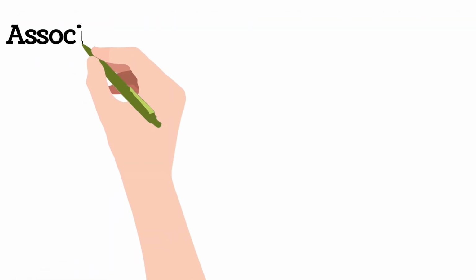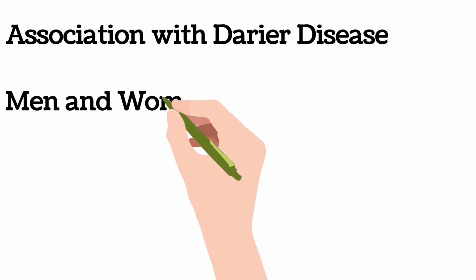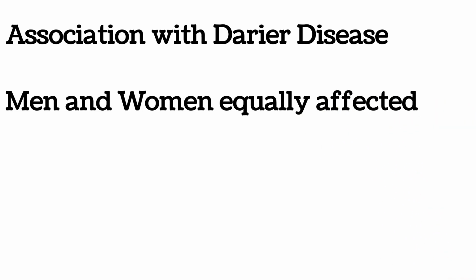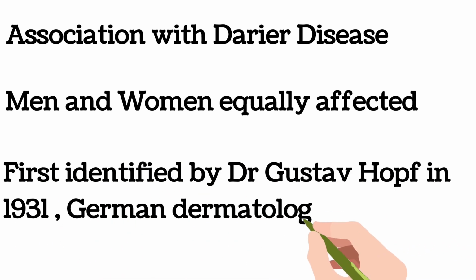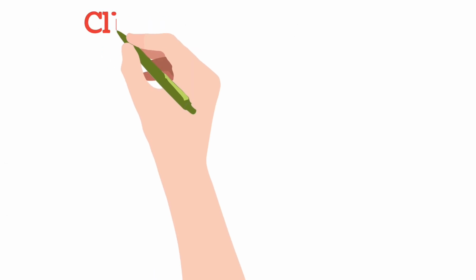Now, Acrokeratosis verruciformis of Hopf is usually associated with Darier disease. Darier disease is an autosomal dominant skin disorder. Men and women are equally affected, so there is no difference in prevalence between men and women. This lesion was first identified by Dr. Gustav Hopf in 1931, after which the name Acrokeratosis verruciformis of Hopf is given. He was a German dermatologist.